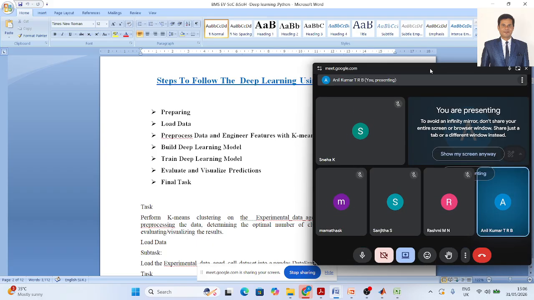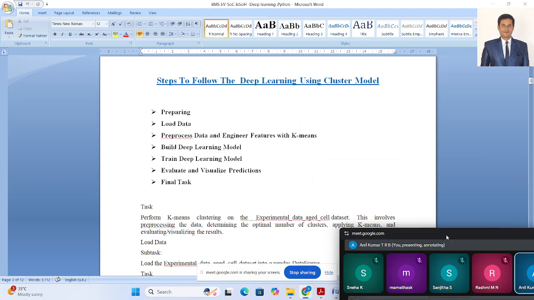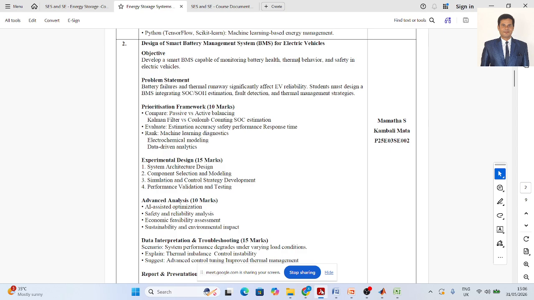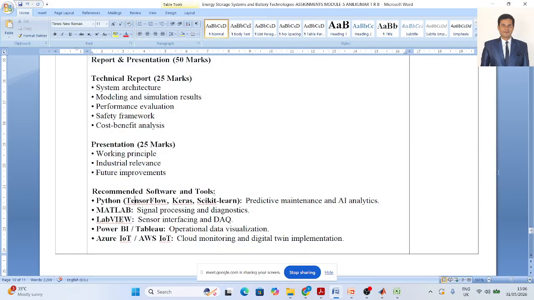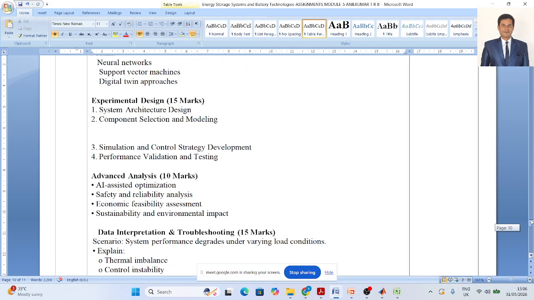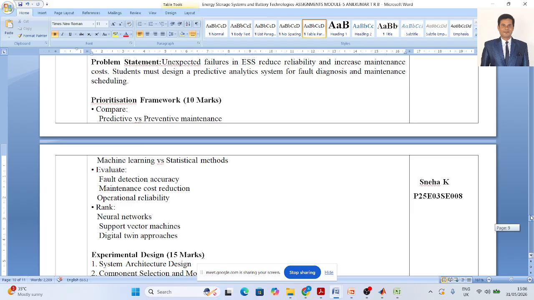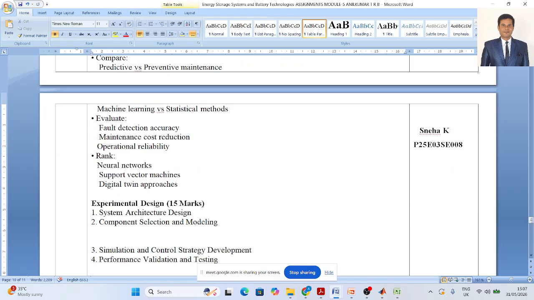I've just created a model to help you understand. These are the procedures for deep learning of your clustering models. The assignment is actually on deep learning, right? Under machine learning, we can go with deep learning also to develop those models.